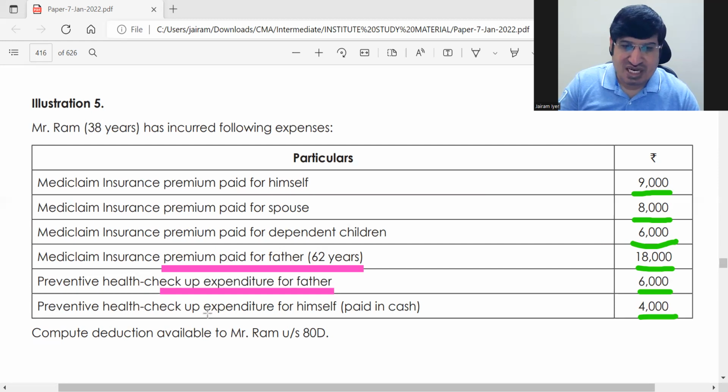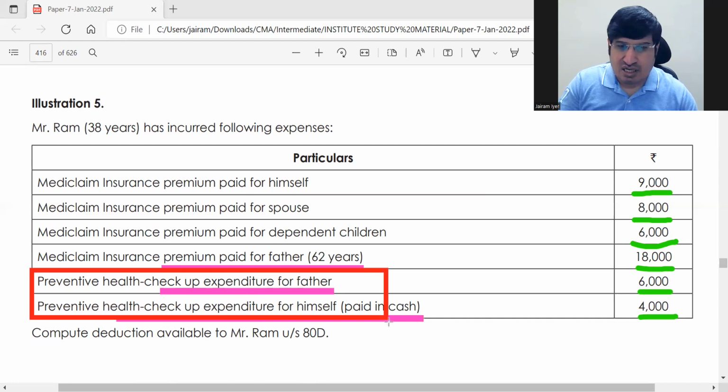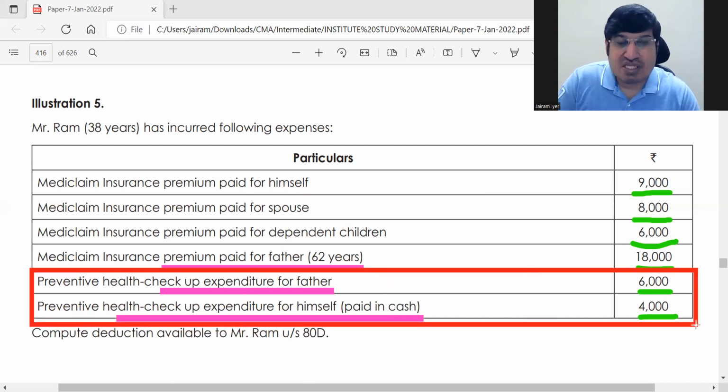ठीक है, so mediclaim for father, preventive health checkup for father 6,000. ठीक है, and preventive health checkup expenditure for himself, यानी this preventive health checkup is for Mr. Ram himself. ठीक है, यानी ईयर क्या होता है? Here you've got 2 preventive health checkups, 6,000 + 4,000 = 10,000, so the maximum he will get is 5,000. ठीक है, 5,000 will be disallowed here. In the last 2 points, both are preventive health checkups. So the maximum deduction allowable is 5,000, so only 5,000 he will get. ठीक है, right? And apart from that, he'll get all the above.